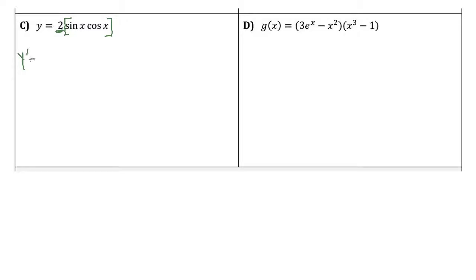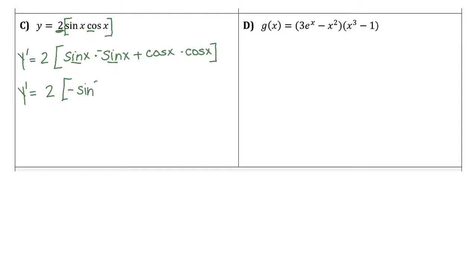Y prime equals 2 times, and again it's going to be the first times the derivative of the second, so negative sine x, plus the second cosine x times derivative of the first, which is cosine x. Now, if you want to simplify this and put it together, sine x times negative sine x, that's negative sine squared x plus cosine squared x. All right, moving on to the next one.